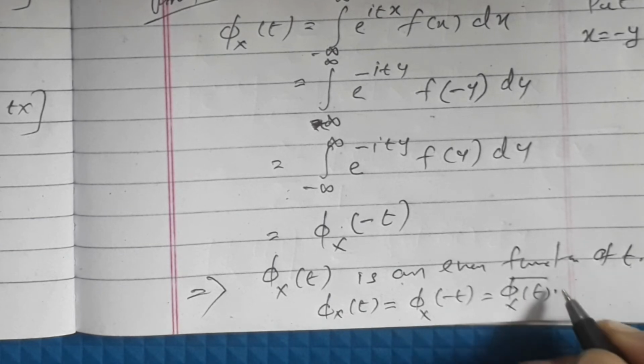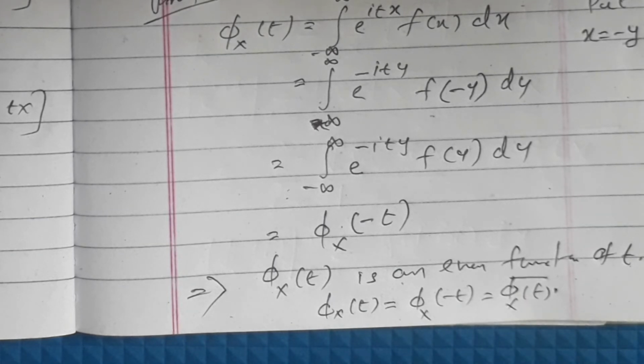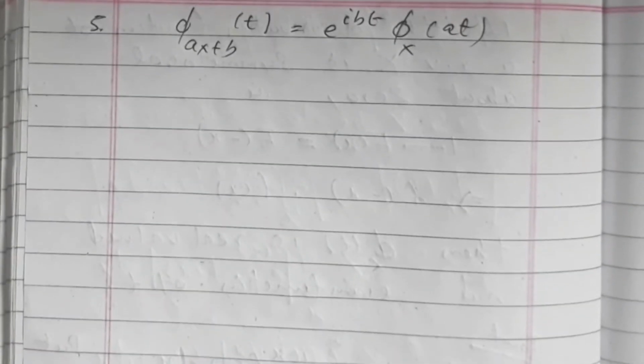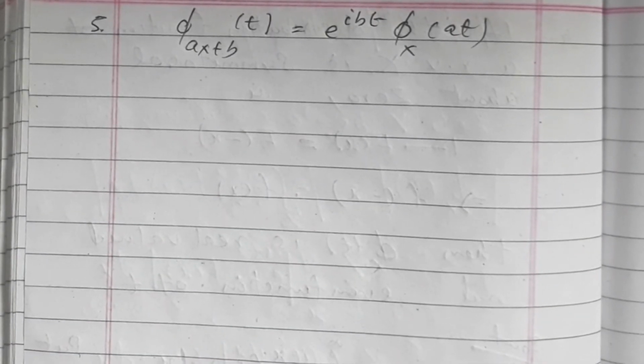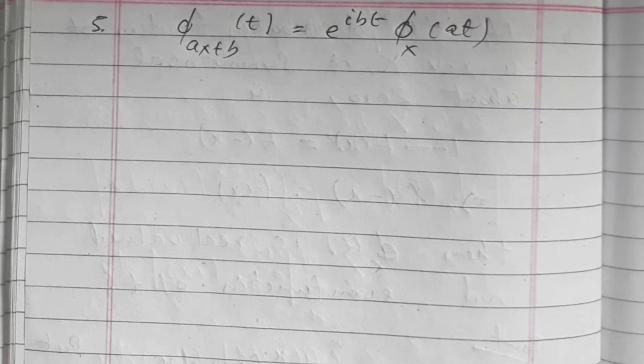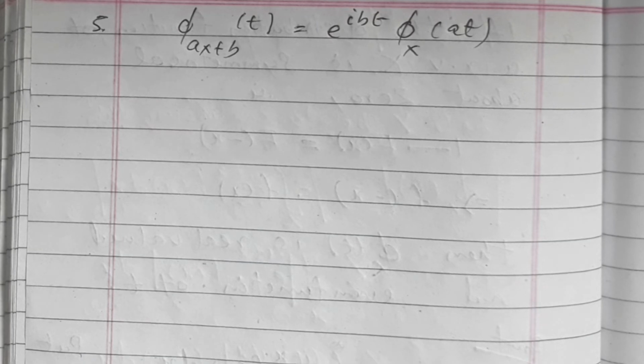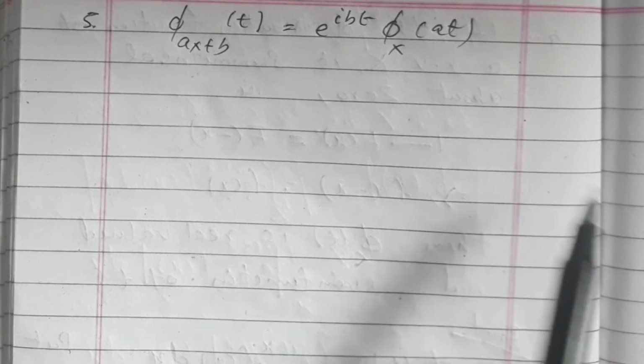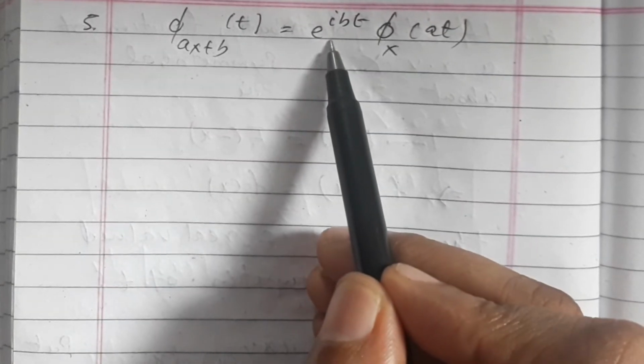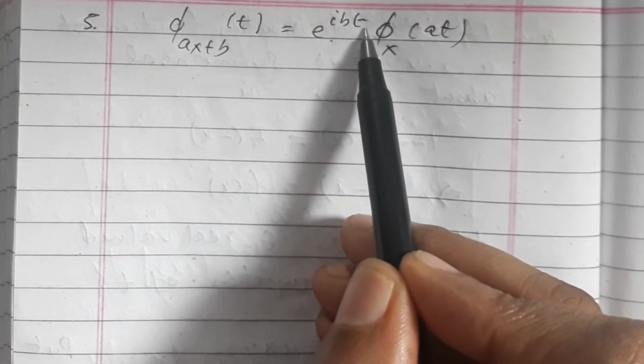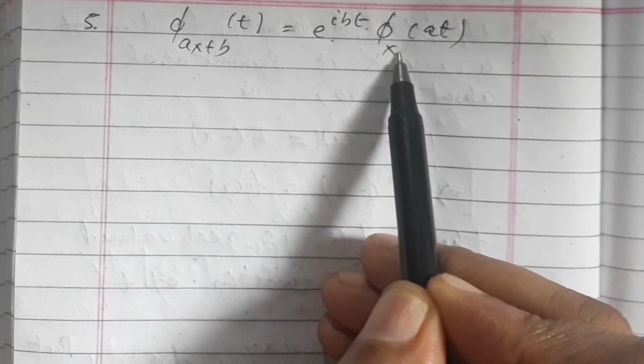We are writing the earlier property together with this one. Okay, next, just as we proved for the MGF, let x be a random variable with characteristic function phi x of t. Then what will be the characteristic function of y equal to ax plus b, where a and b are constants? It is e raised to I bt into phi x of at.